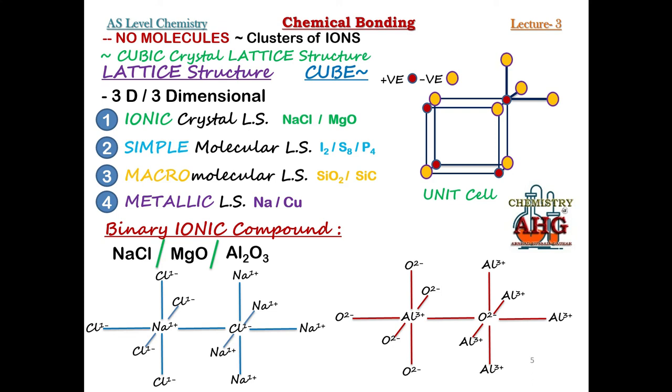Now place these negative ions. With respect to this positive ion, it is surrounded by how many negative ions? 6. So it doesn't make any difference whether you draw the simple structure, the two types of structures I have drawn below, or you draw the cube and use any one corner of the cube to show that each positive ion is surrounded by 6 negative ions, or each negative ion is surrounded by 6 positive ions.